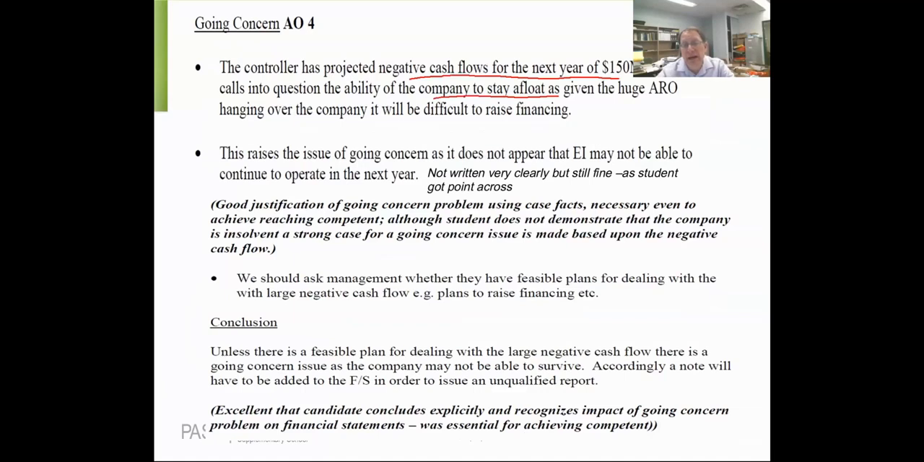Look, people, there were other points here. There was a whole equity point, which was a harder point. Didn't get that here. Still pretty good. I like this one. We should ask management if they have any plans. Excellent. And conclusion, the company may not be able to survive. Accordingly, a note. Beautiful. Now, at least you got some implication of, okay, what's the impact of a going concern? They have to put at least a note in. Could put other stuff here, but at least got something.